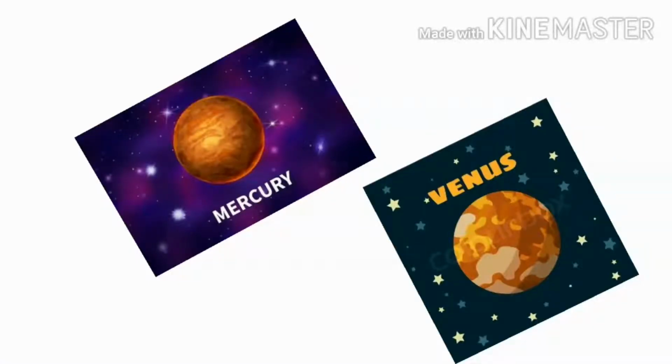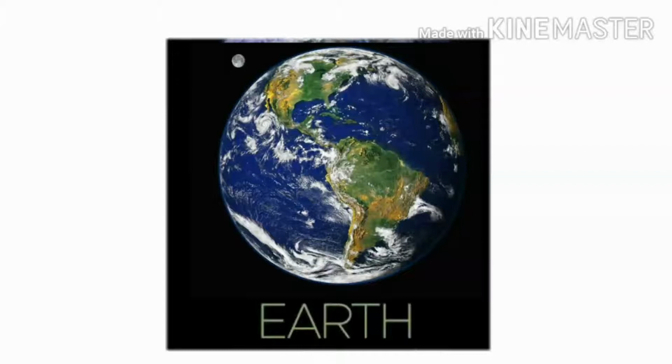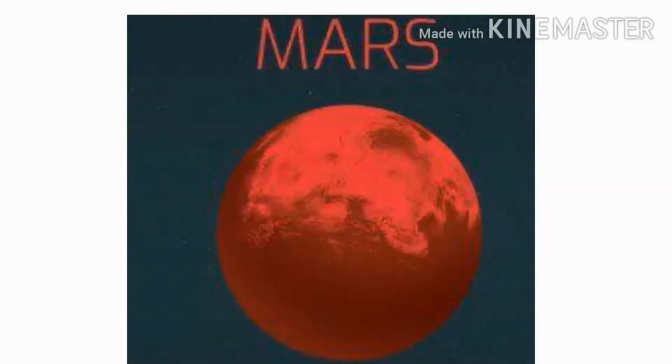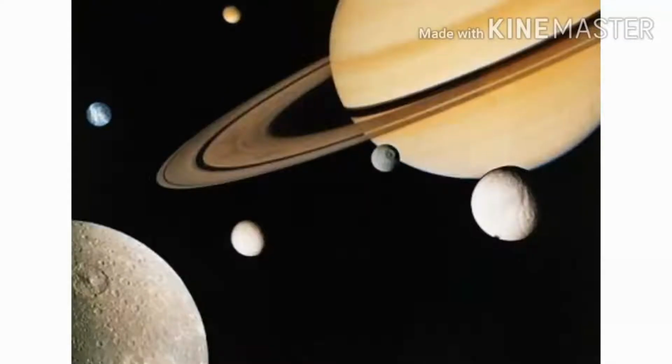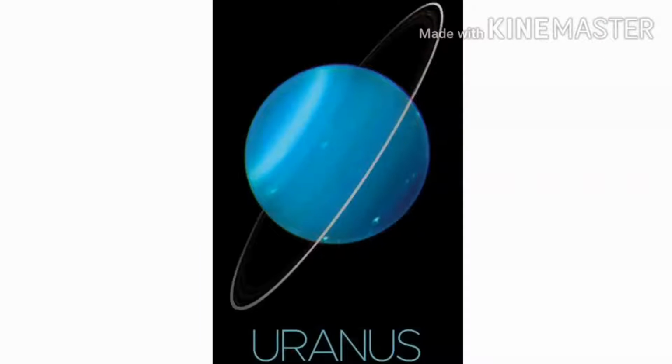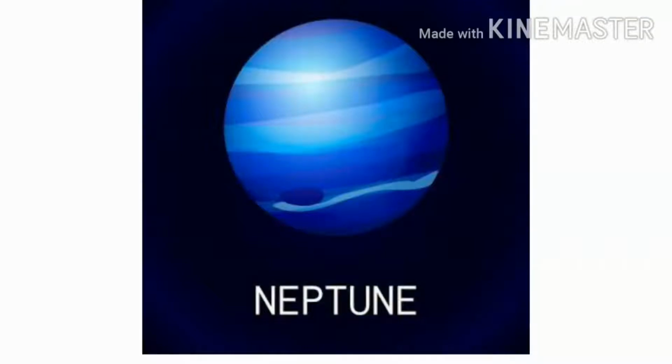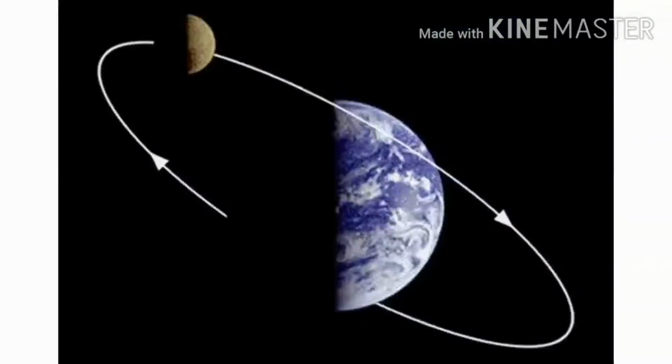Mercury and Venus have no moon. Earth has 1 moon. Mars has 2 moons. Jupiter has 67 moons. Saturn has 62 moons. Uranus has 27 moons and Neptune has 14 moons. Right, children? Yes. Okay, children, now let's start our new topic, the moon.